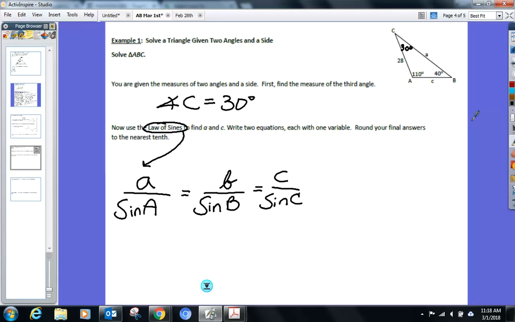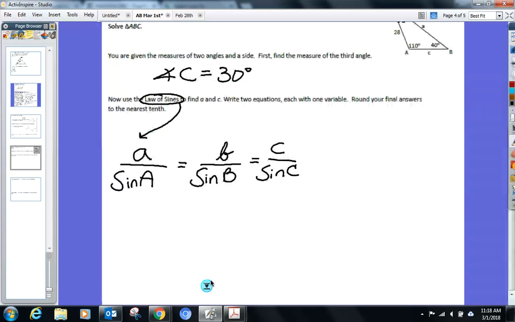Go up here. Do you guys know a side and an angle across in that triangle? What's the side you know? So that ratio, 28 over, what's the angle across? 40, but I'm going to put sine 40. That ratio is equal to, we got to find either side, so it doesn't matter. Give me a side we want to find here. A. Side A over, what's the angle across from side A? Sine of 110.